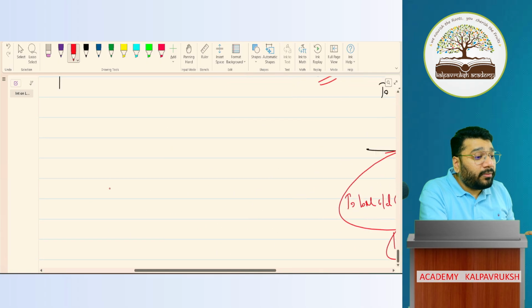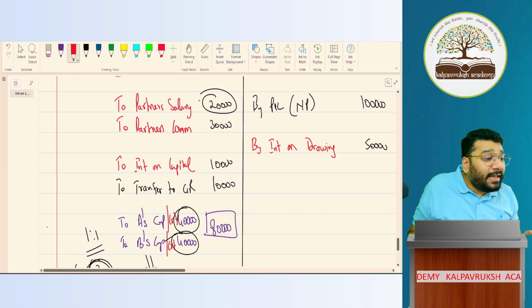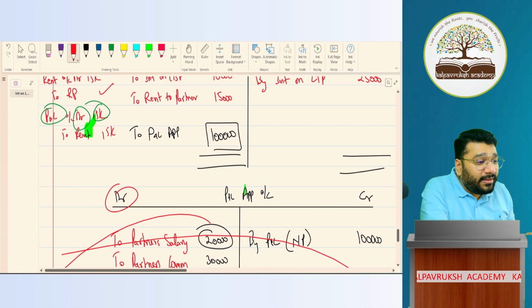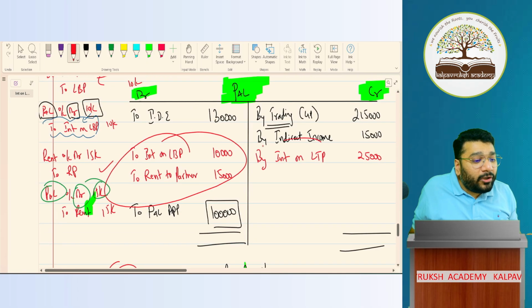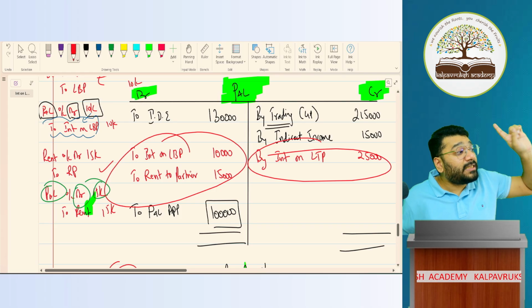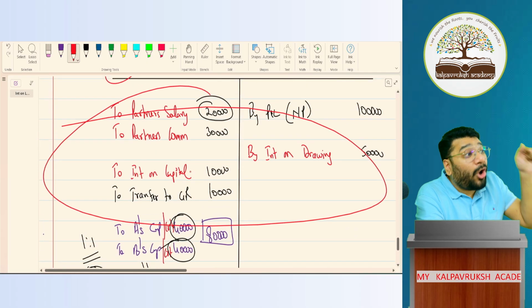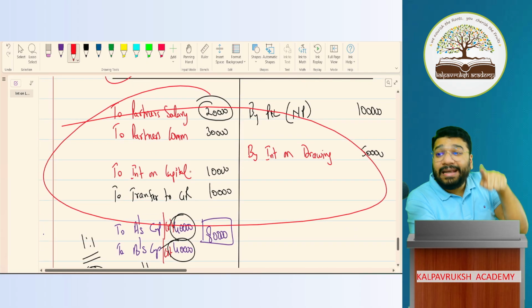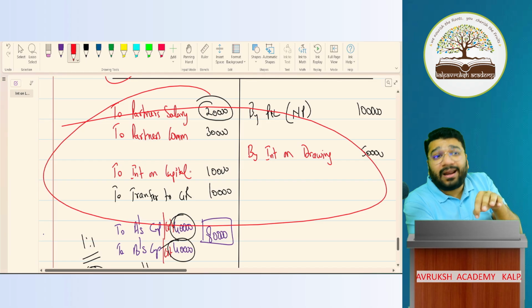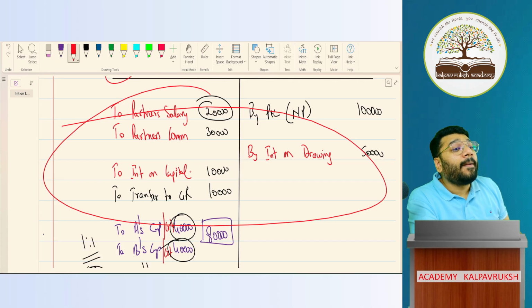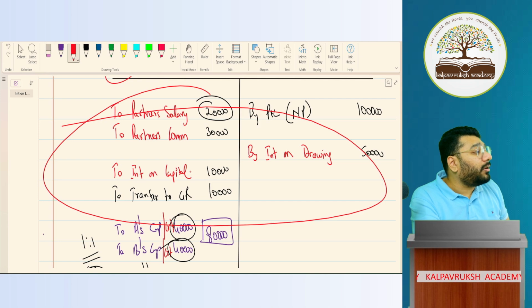Which items am I talking about? I'm talking about all the P&L appropriation items. Because where the P&L items should be routed, I've already explained. So I'm not explaining about the P&L items, I'm now explaining about P&L appropriation items. In the P&L appropriation account, whatever transaction is taking place between the firm and the partner will be routed through the partner's capital account. Got it, not got it?